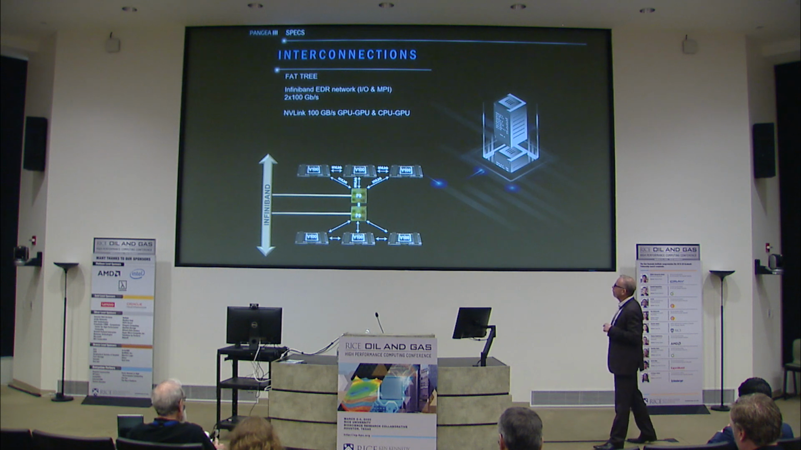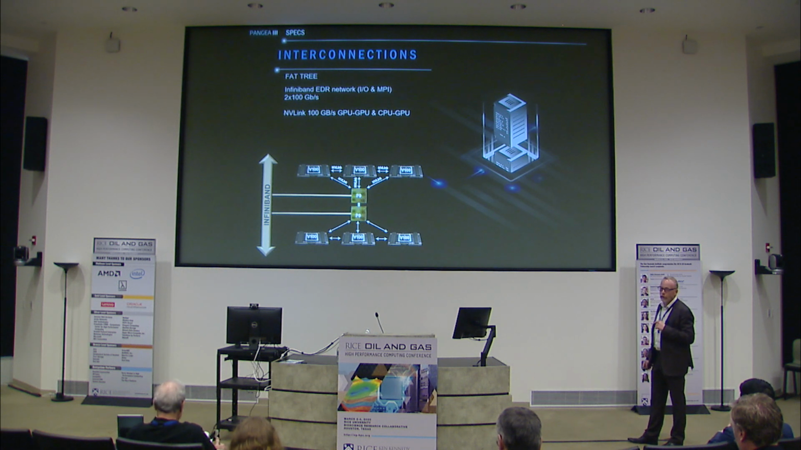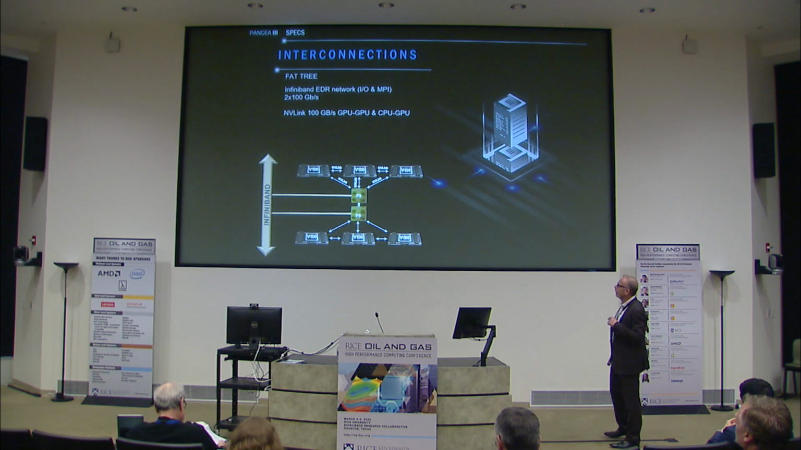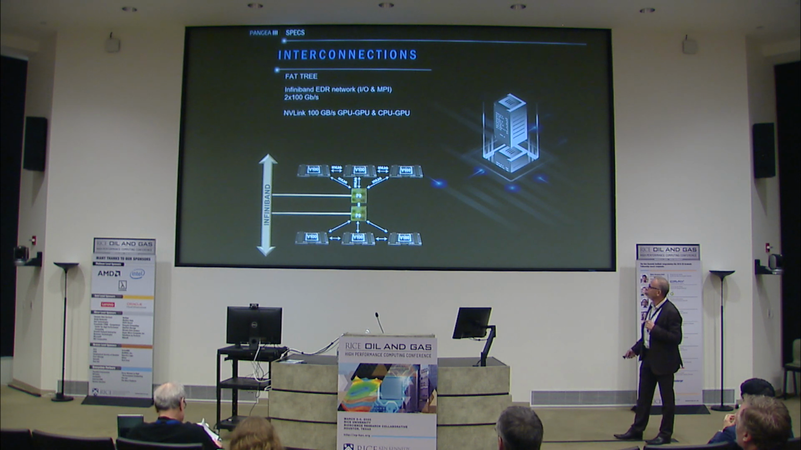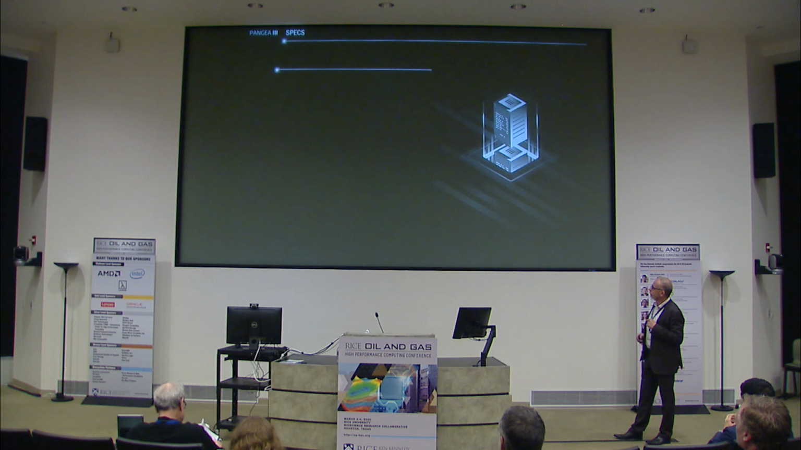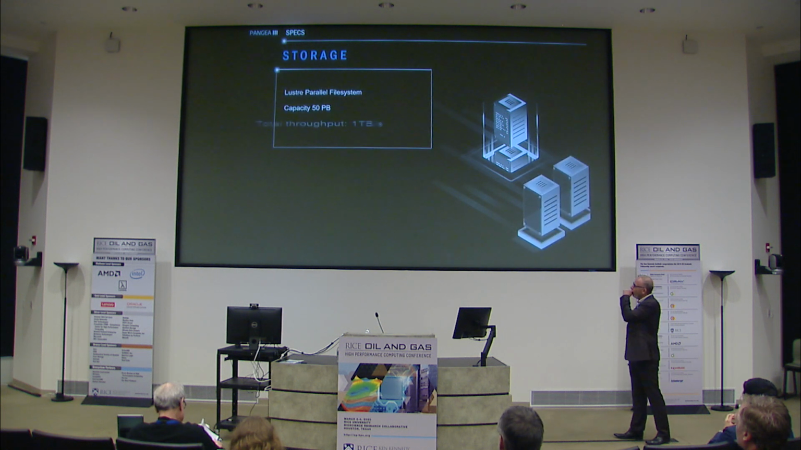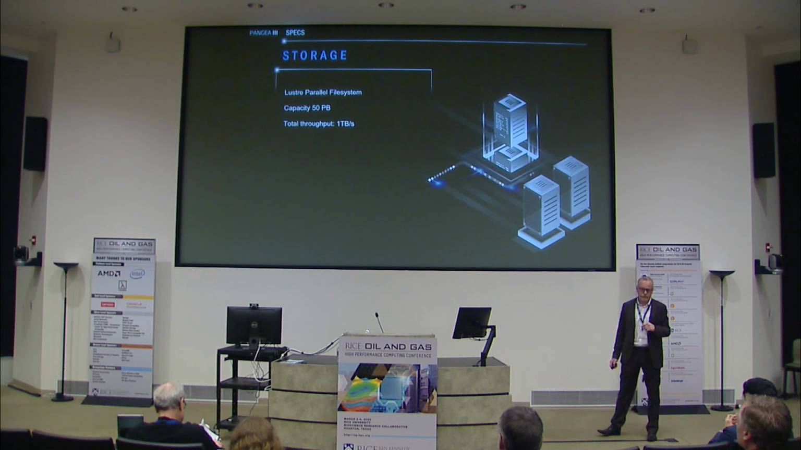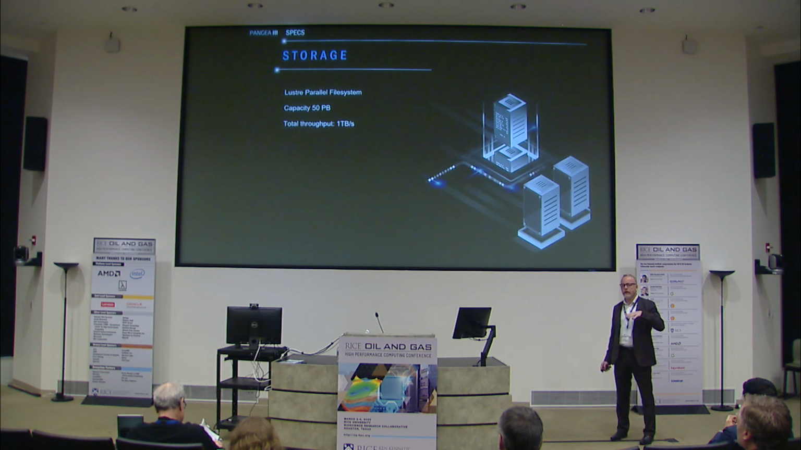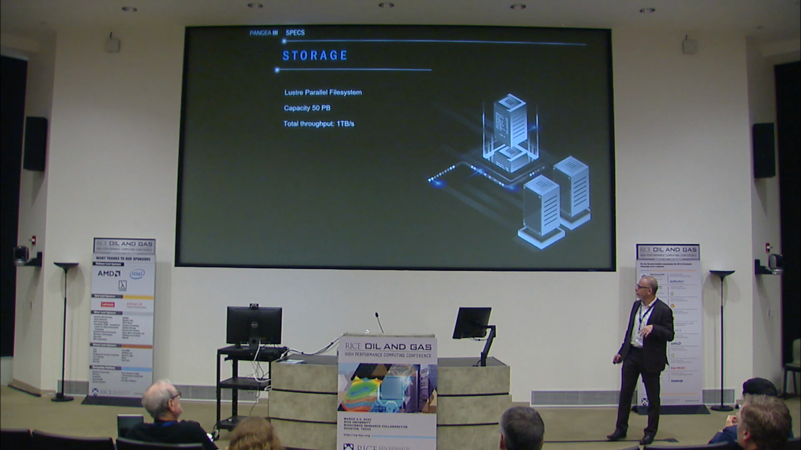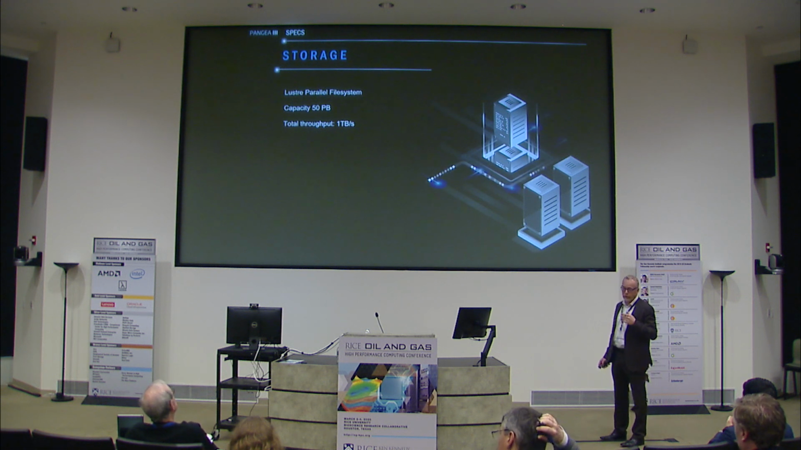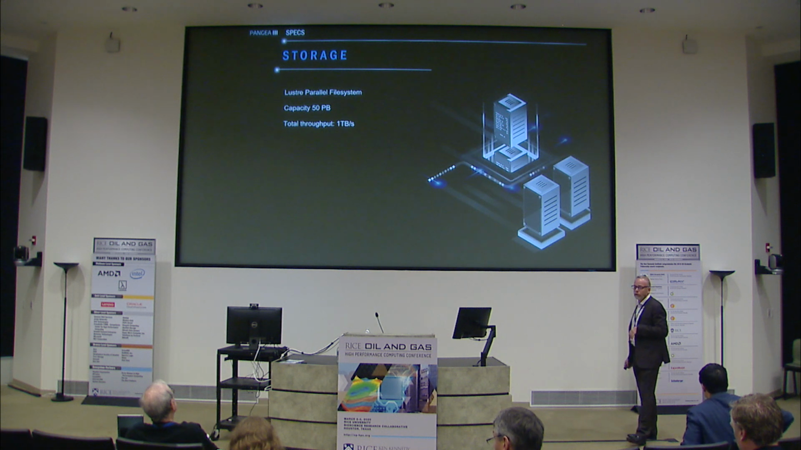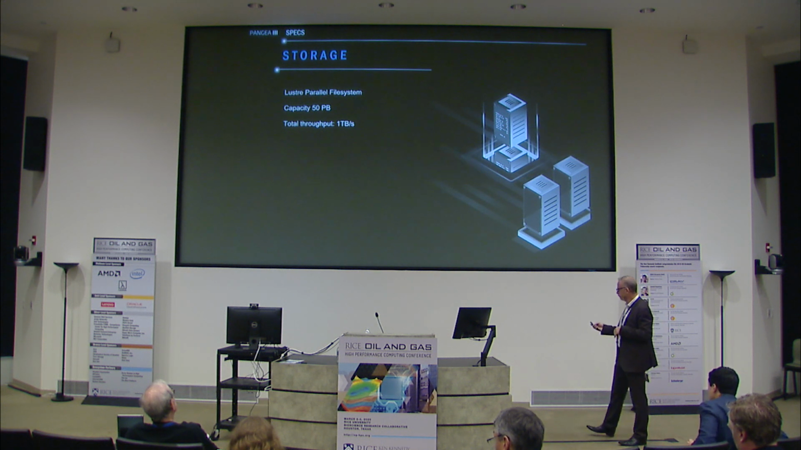The other part of the network, of course, is the InfiniBand network. We have a double EDR network, 2 times 100 gigabit per second. The last piece of the puzzle is the storage. We have a single scratch file system of 50 petabytes. It's a Lustre parallel file system, and we achieve a bandwidth of 1 terabyte per second.